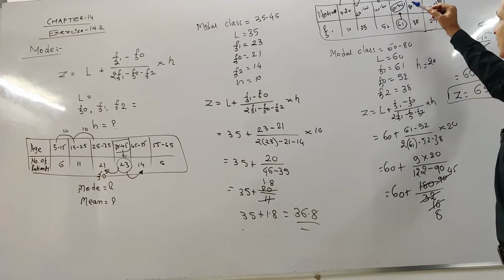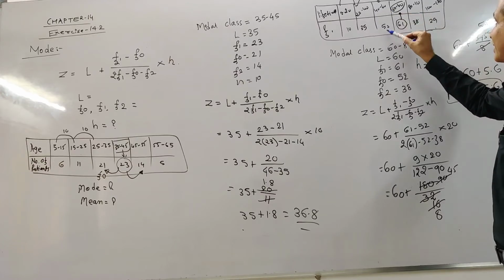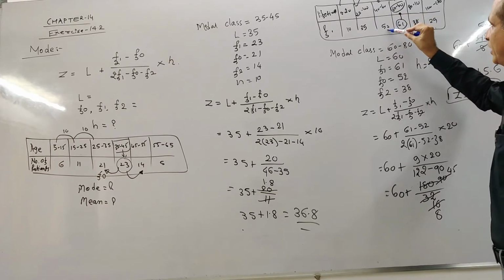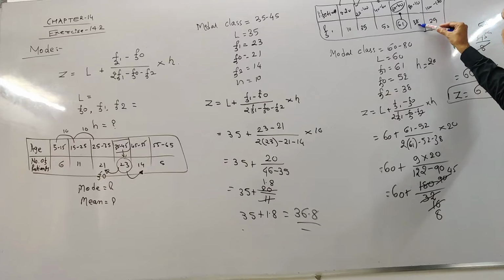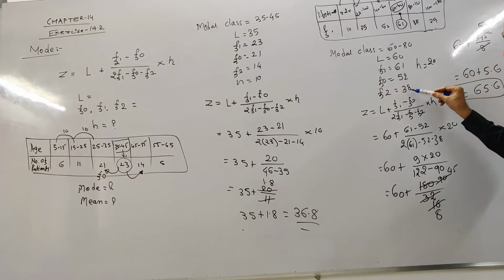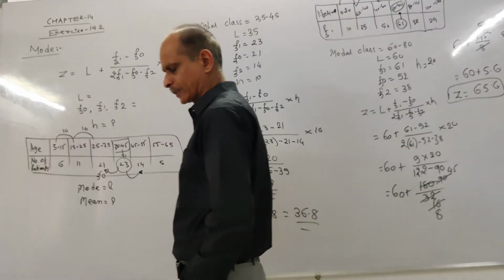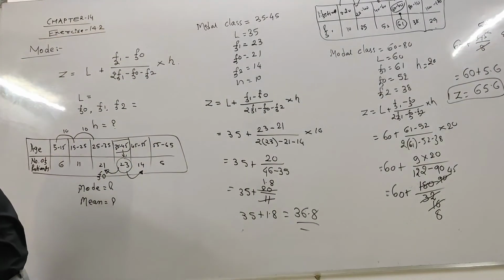L. The frequency against model class is known as F1. The frequency of a class previous to model class, that is known as F0. The frequency of a class next to model class, that is known as what? F2. And you know how to find out the class length, that is H. So in this way you can easily find out the value of mode.